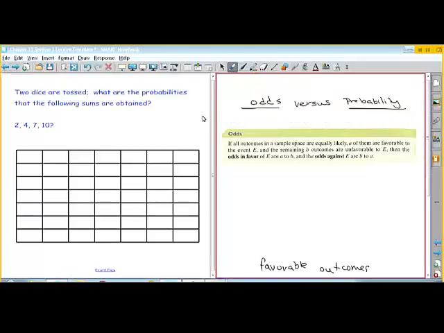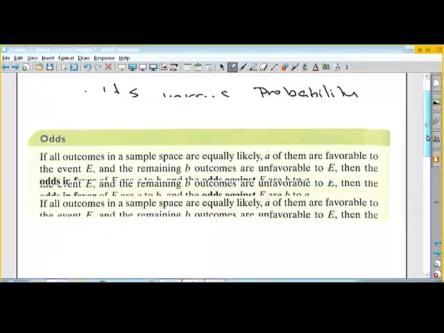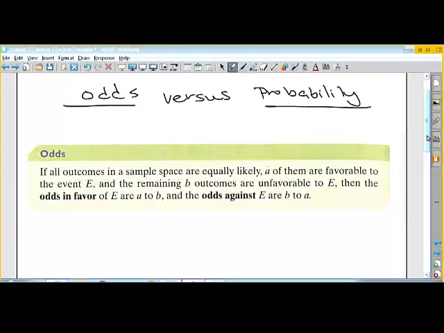Okay. I'm going to skip that one for a second. This will be the last thing we talk about. We haven't talked about odds. Odds are very closely related to probability. Again, this is in your book, and you just need to know how to calculate them. If all outcomes in a sample space are equally likely, like flipping a coin, rolling a dice, picking cards, and A of them are favorable to the event, that's the numerator in probability. The remaining B outcomes are unfavorable. That's not in the definition of probability, but it's related to it. Then the odds in favor of event E are A to B, and the odds against are B to A.